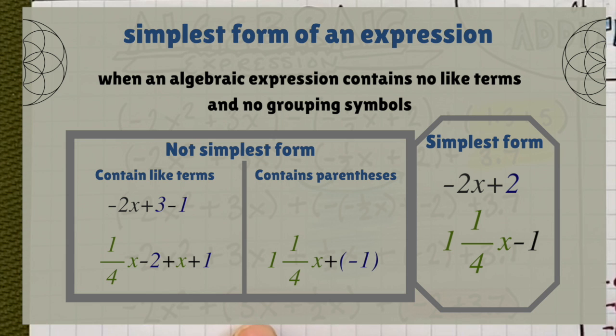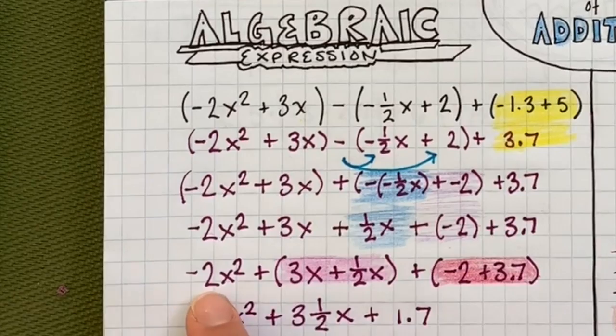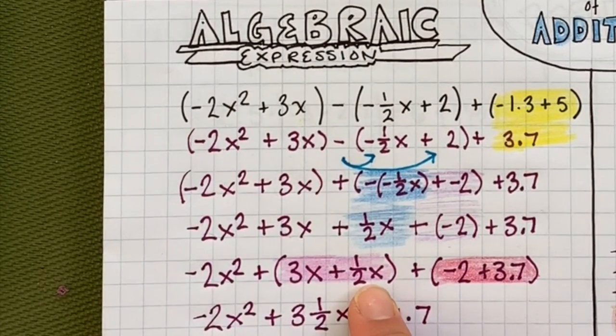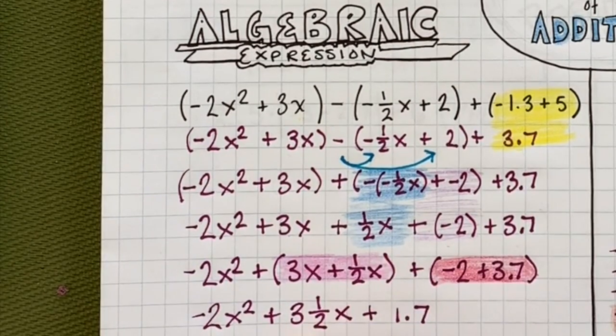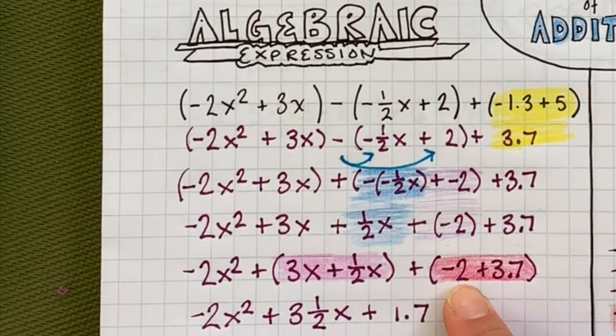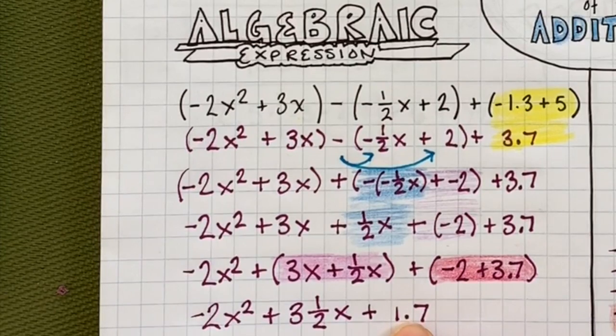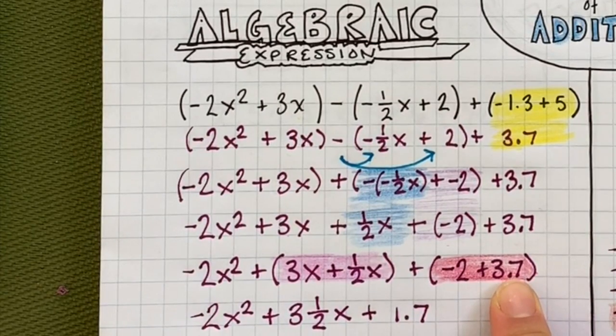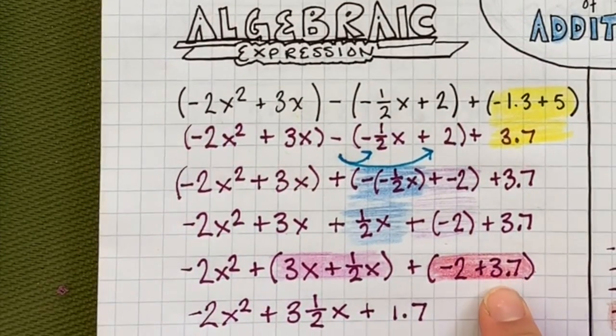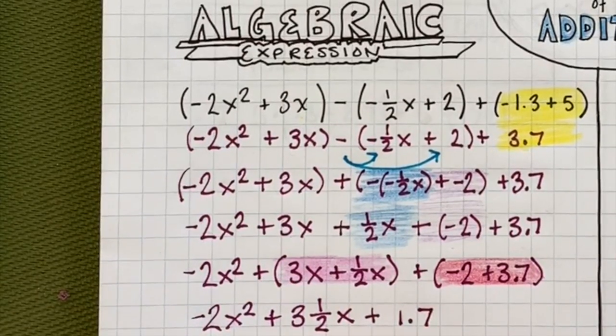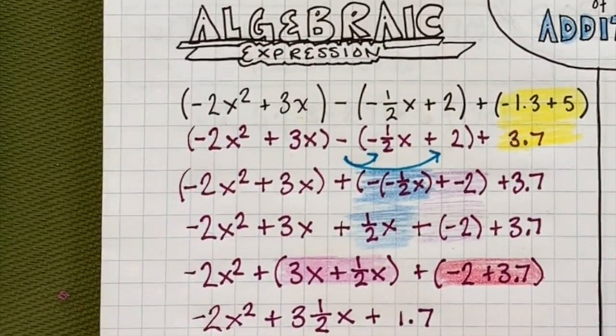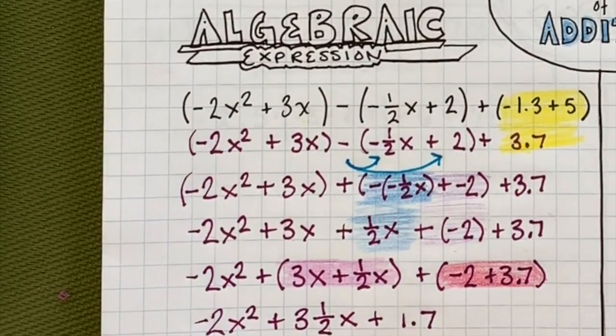To find simplest form of an algebraic expression, we need to be sure that there are no more like terms. Negative 2x squared does not have another like term. The sum of 3x plus 1/2 x is 3 and 1/2 x. The sum of negative 2 and 3 and 7/10 is positive 1 and 7/10 because the value with the greater absolute value is positive, so it stays positive. Our simplified expression is negative 2x squared plus 3.5x plus 1 and 7/10.